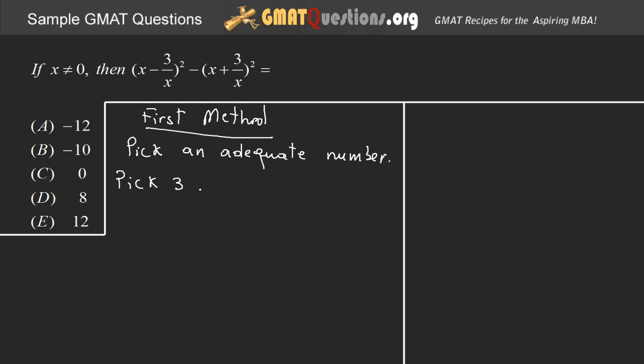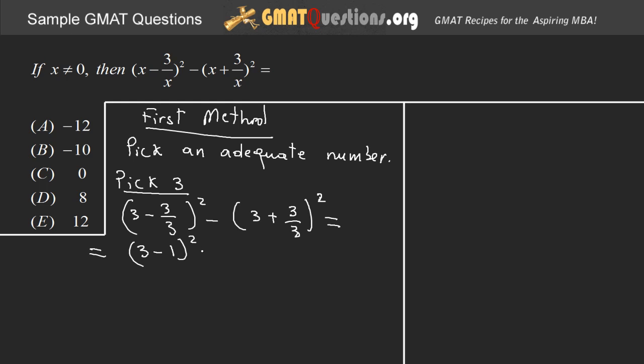So if you pick 3, this is what we're going to have. I will not rewrite this. We're going to have (3 minus 3) over 3, squared, minus (3 plus 3) over 3, squared. And this is going to be equal to what? Clearly this is equal to (3 minus 1) squared minus (3 plus 1) squared.